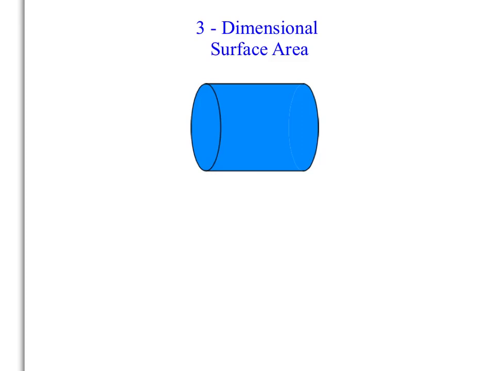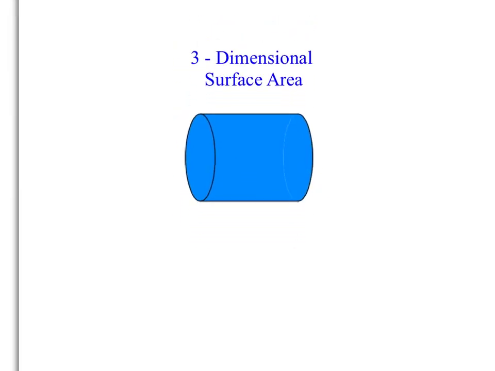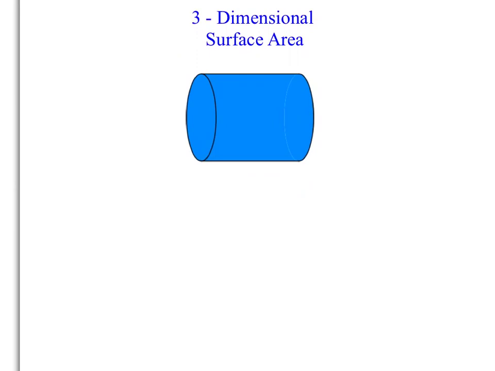So we're going to find surface area of cylinders. When we're talking about surface area of three-dimensional figures, we want to think about what that means. That means the area of all of the surfaces. So in this case, we have a circle on one end and another circle on the other end.